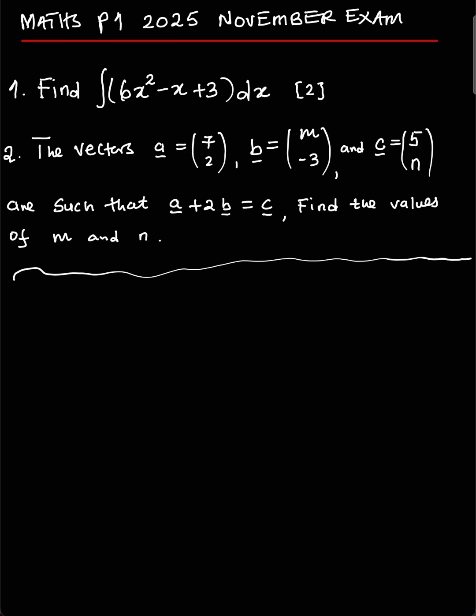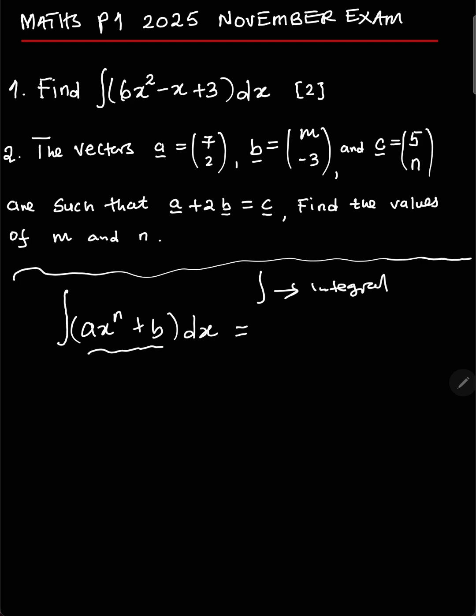According to this rule, every time you have a function, let's say you have a function ax^n plus b, we want to integrate this. By the way, when you see this symbol, it simply means integral. So we want to find the integral of this function. According to the power rule, every time you have a function that has this form, it's pretty easy the way you integrate.